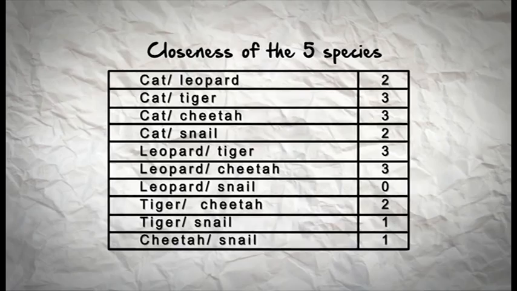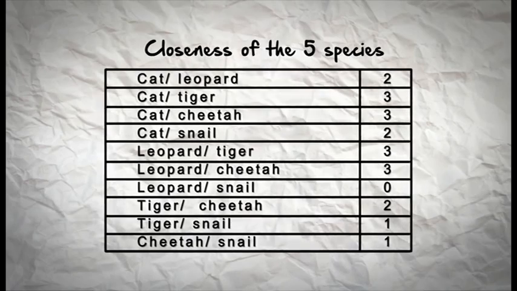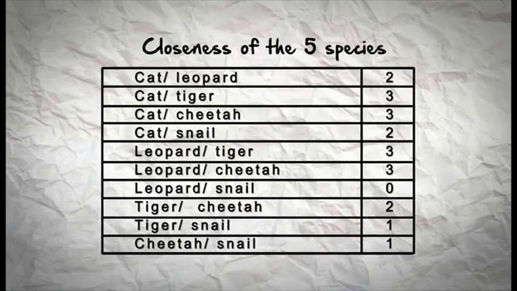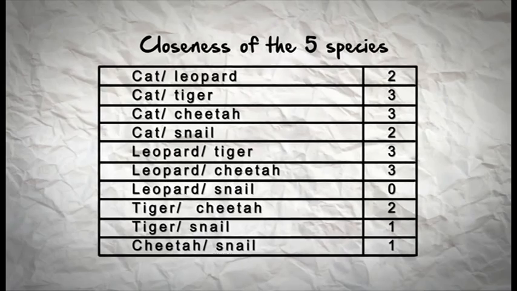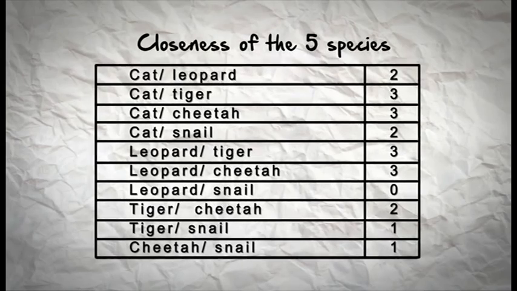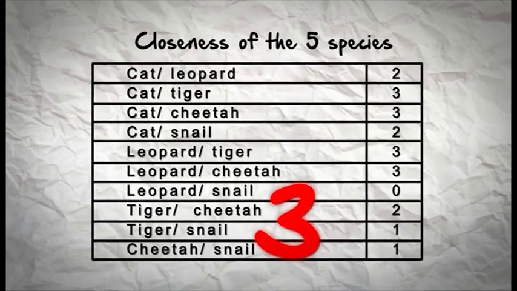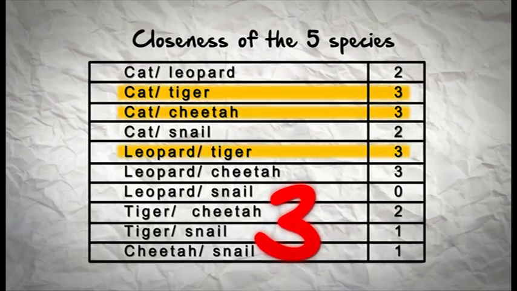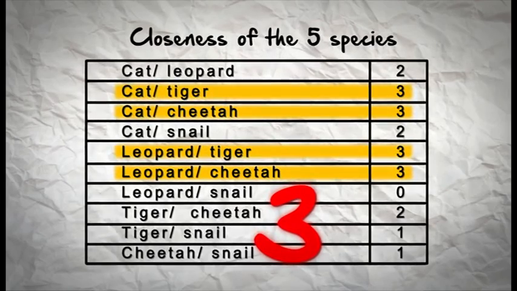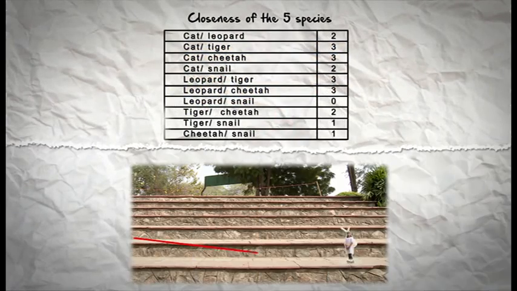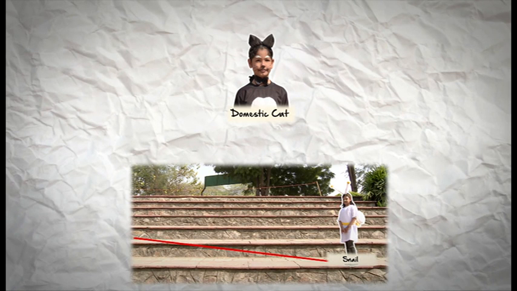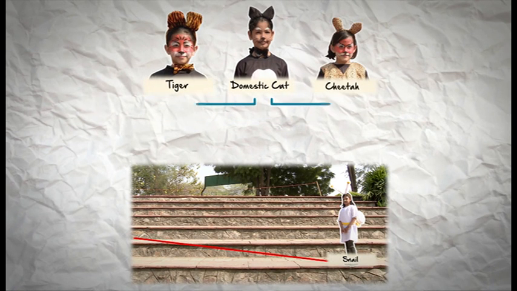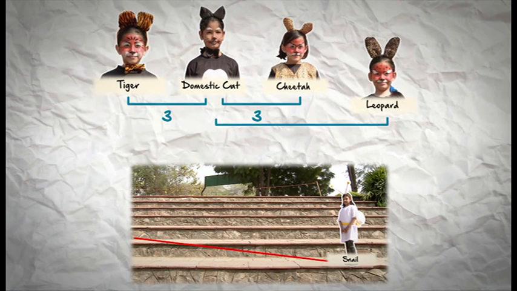Now that we have sorted our data, the big question is how to infer the correct evolutionary tree from this data. The closest any two species get is 3, and that is for all 4 types of felines. So we guess that the cats are more closely related. This places the snail at the bottom of the tree. Next, the cat is closely related to the tiger and cheetah with a closeness of 3, but less to the leopard, closeness of 2. So these 3 are at the top of the tree.